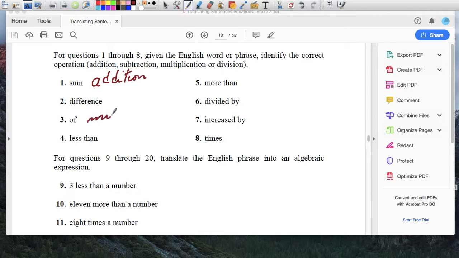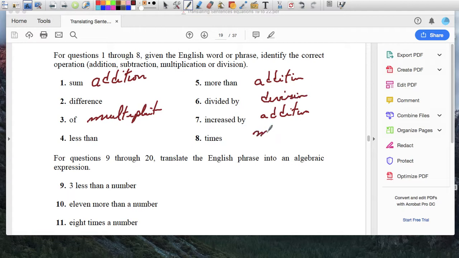3 is multiplication. 5 is more than, so addition again. Increase by is addition again. I'll just do the other ones. Obviously, divided by is division. Times is multiplication. Less than is subtraction, but that's a turnaround word, so just keep that in mind. And difference is also subtraction. So even though I only said to do the odds, I kind of did it all.